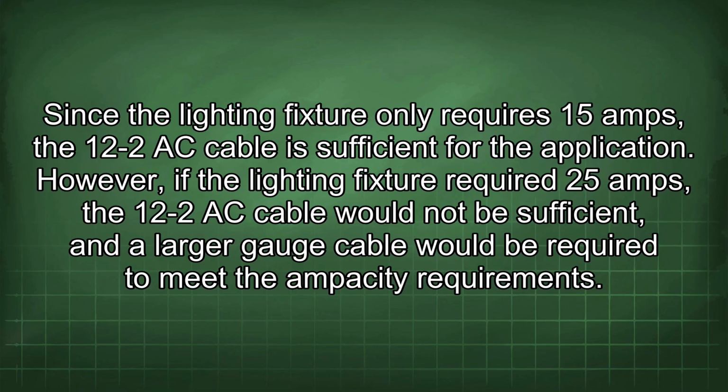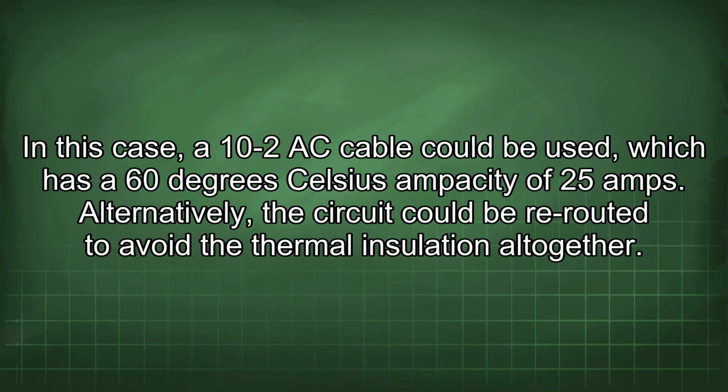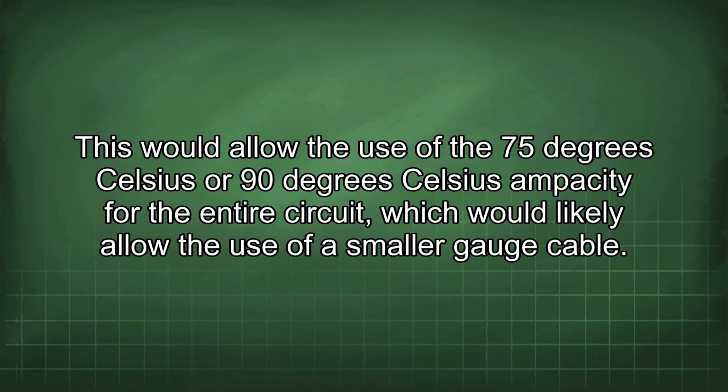However, if a lighting fixture required 25 amps, the 12-2 AC cable would not be sufficient, and a larger gauge cable would be required to meet the ampacity requirements. In this case, a 10-2 AC cable could be used, which has a 60 degrees Celsius ampacity of 25 amps. Alternatively, the circuit could be rerouted to avoid the thermal insulation altogether. This would allow the use of the 75 degrees Celsius or 90 degrees Celsius ampacity for the entire circuit, which would likely allow the use of a smaller gauge cable.